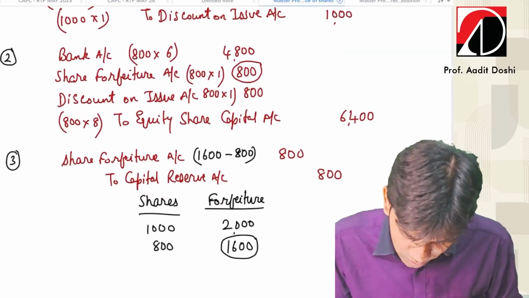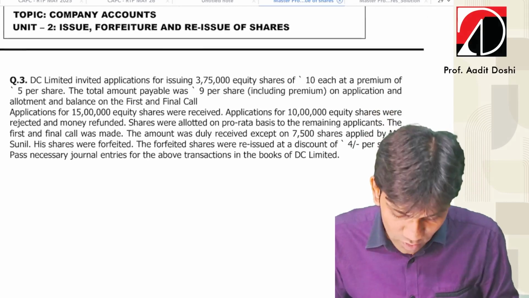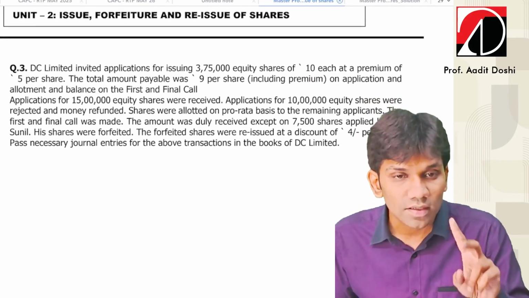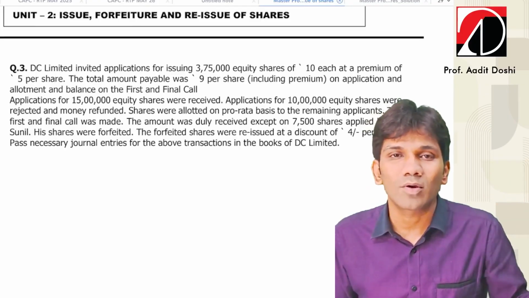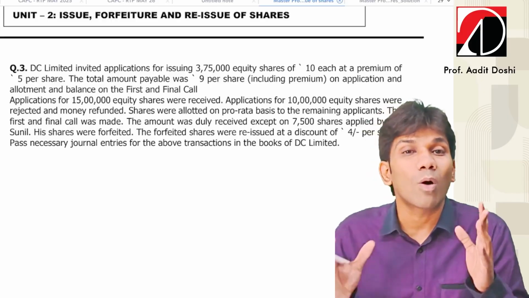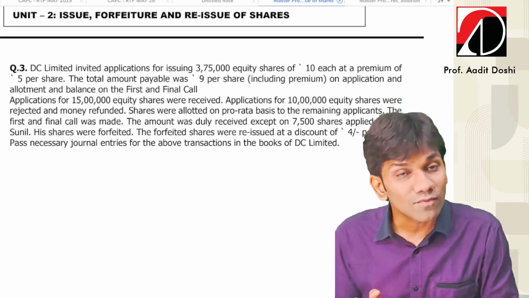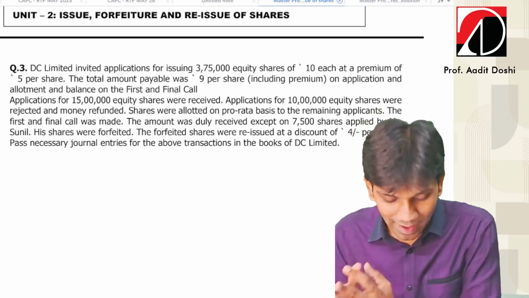Now let's go to the third master problem. Now, why this third master problem I prepared for you? This includes everything: oversubscription plus forfeiture plus reissue. So one separate problem on oversubscription with working note, one specific problem on forfeiture, reissue and capital reserve treatments, and one specific question on oversubscription, forfeiture and reissue.